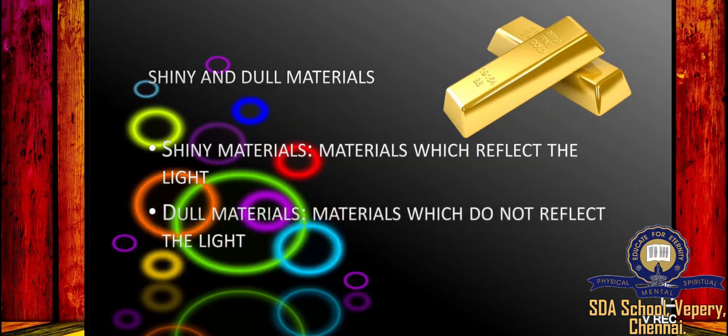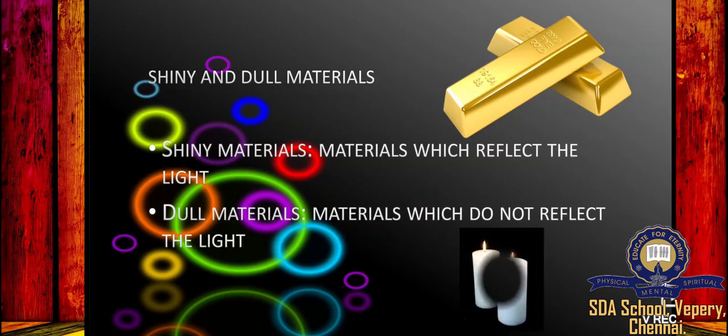And the second one is dull materials. Materials which do not reflect the light. It is just opposite to shiny materials. So the materials which do not reflect the light are known as dull materials. For example, candle. So candle, it will not reflect the light, right? So this material are known as dull materials.